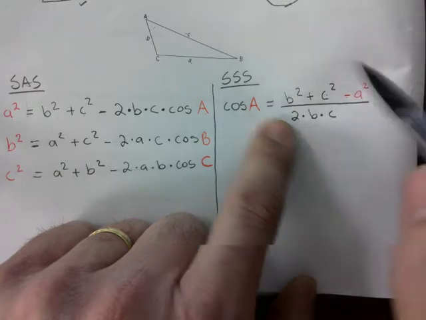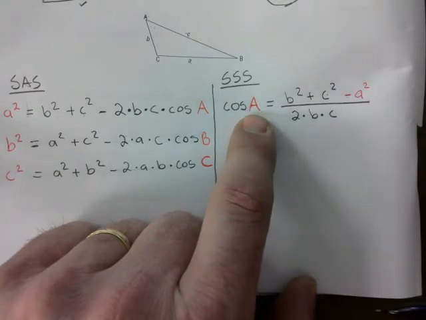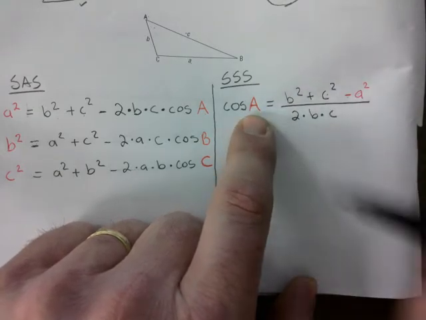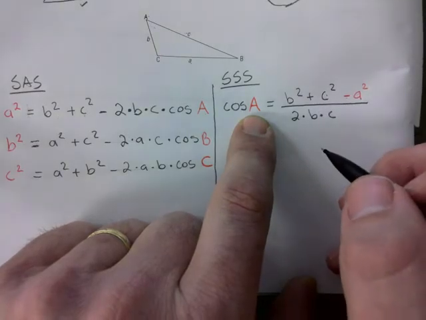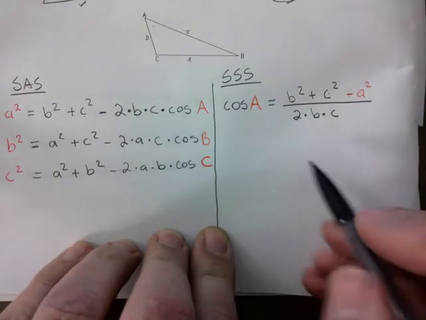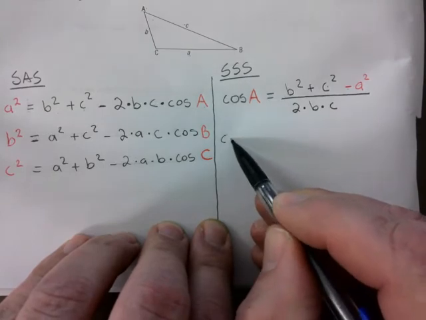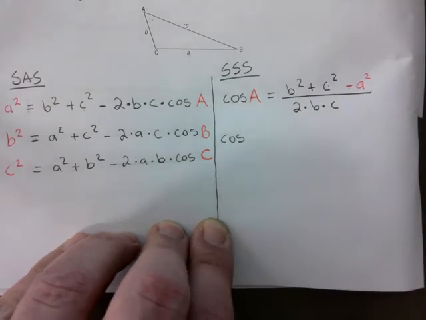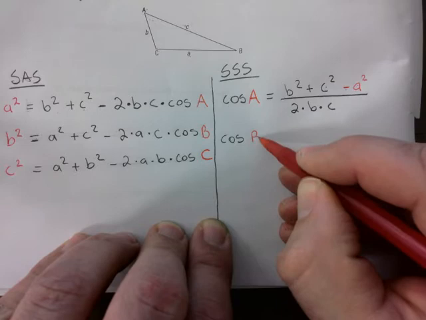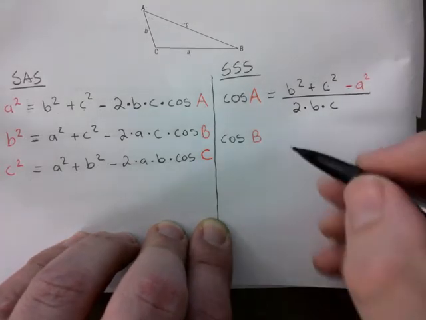That formula would allow you to solve for angle A. Don't be too scared, okay? Just write it down for now. The next one is cosine of angle B. Like, let's say you wanted to solve for angle B.